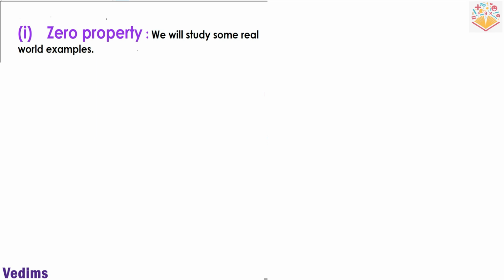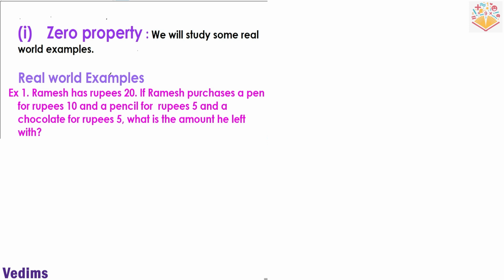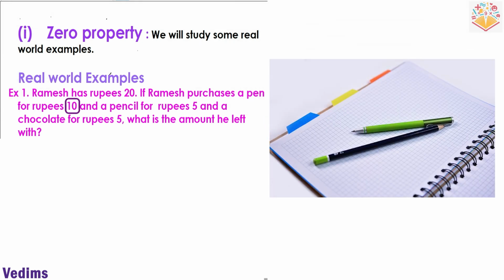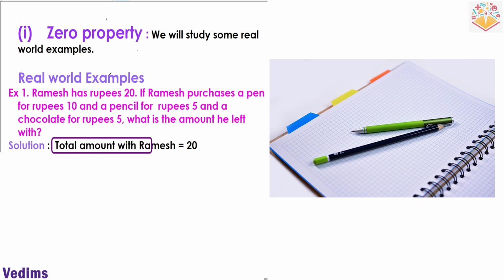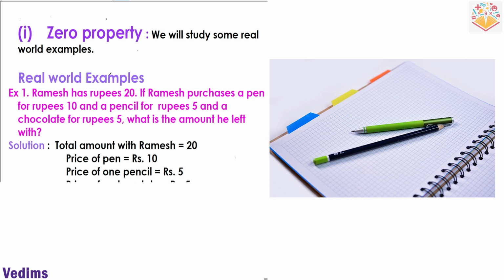As usual, we will study some real world examples. Let us take the first example, example 1. Ramesh has rupees 20. If Ramesh purchases a pen for rupees 10, a pencil for rupees 5 and a chocolate for rupees 5, what is the amount he is left with? Total amount with Ramesh initially was rupees 20. Price of a pen is rupees 10. Price of one pencil is rupees 5. Price of a chocolate is rupees 5.